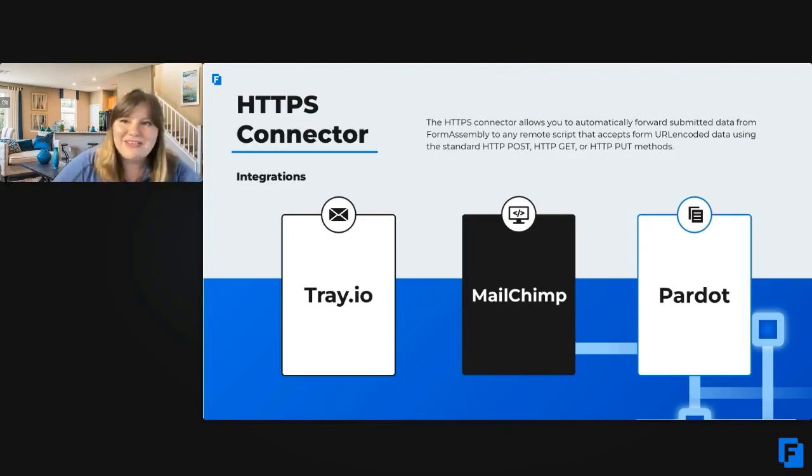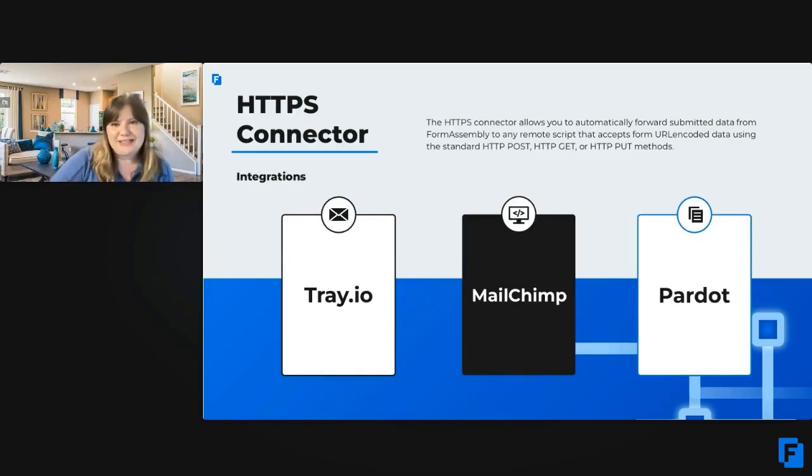If you haven't used the HTTPS connector before, it allows you to automatically forward submitted data from FormAssembly to a remote script that accepts form URL encoded data. Some integrations that we've seen customers use before are Tray.io, Mailchimp, and Pardot. So let's take a closer look at the HTTPS connector using Pardot as an example.